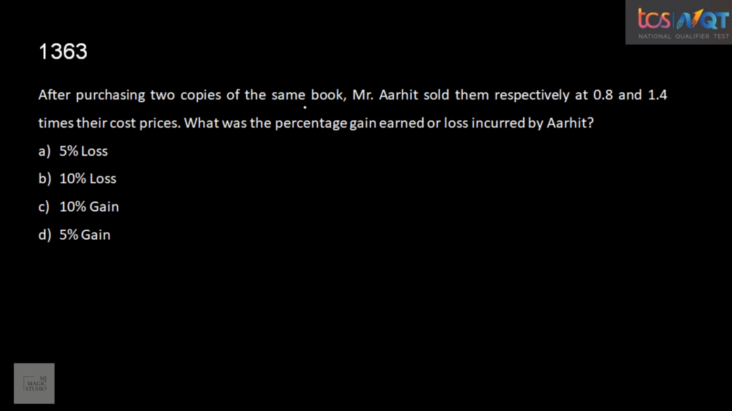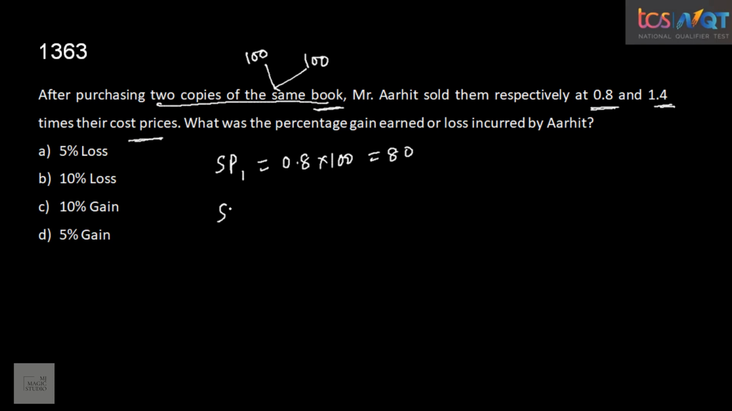After purchasing 2 copies of the same book, Mr. RH sold them respectively at 0.8 and 1.4 times their cost price. Since these are 2 copies of the same book, that means the CP would be the same. So let CP be 100 each. Then the selling price of the first one is 0.8 times the cost price, that is 80. And the selling price of the second one would be 1.4 times the cost price, that is 140. So total revenue generated is 220 against CP of 200.